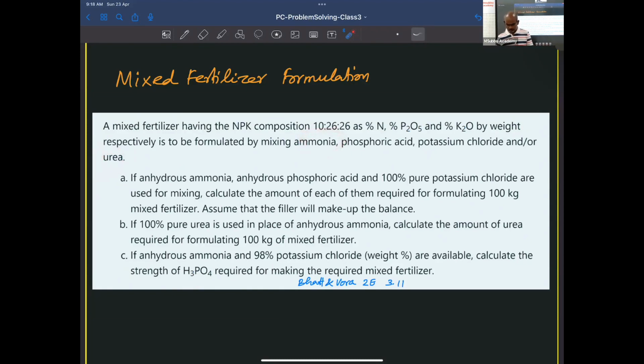If anhydrous ammonia, anhydrous phosphoric acid, and 100% potassium chloride are used for mixing, calculate the amount of each of them required for formulating 100 kg of the mixed fertilizer. Assume that the filler will make up the rest.